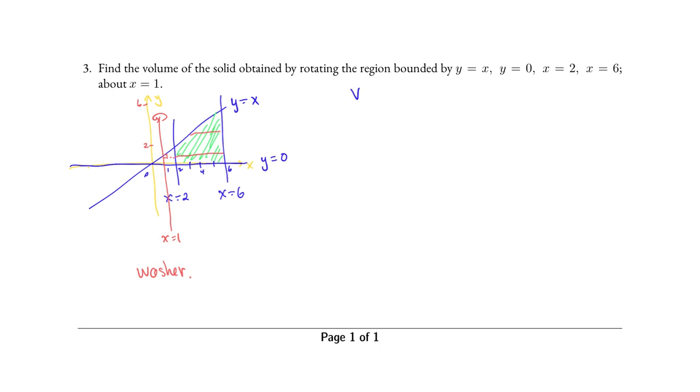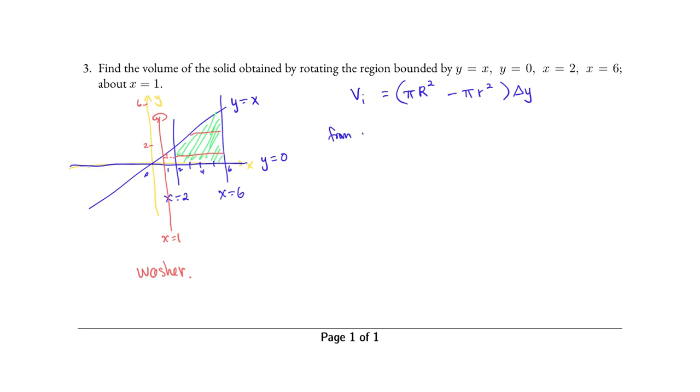Volume by washer method is pi outer radius squared minus pi inner radius squared times the thickness. But the thickness is delta y because we slice the cross-section perpendicular to the vertical line x equals 1, which is also perpendicular to the y-axis. We always measure the radius from the axis of rotation.